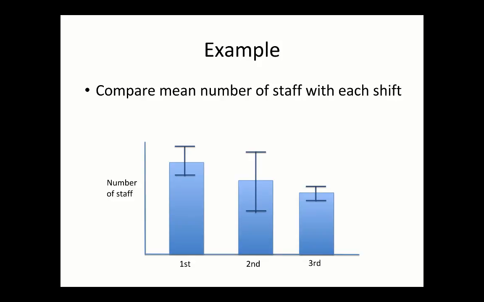However, we would have to use a Tukey post hoc test to look at the pairwise comparisons and determine which shift had significant differences than at least one of the other shifts. It's likely that the Tukey would find the third and first shift to be different. Therefore, we can conclude that there are significantly less staff during the third shift compared to the first shift.